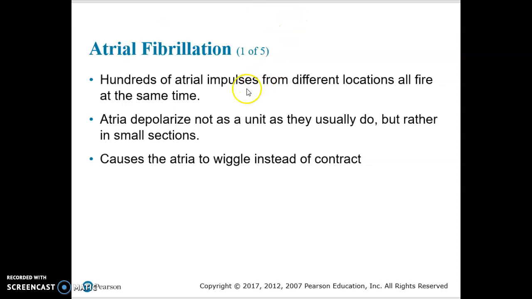There are hundreds of atrial impulses from different locations that are firing all at the same time. Remember we talked about those different foci? We have multiple foci that are irritated and they're firing all at the same time. The atria actually depolarize, but they're not depolarizing as a unit like they usually do. They depolarize in small sections, and it causes the atrium to wiggle instead of contract.